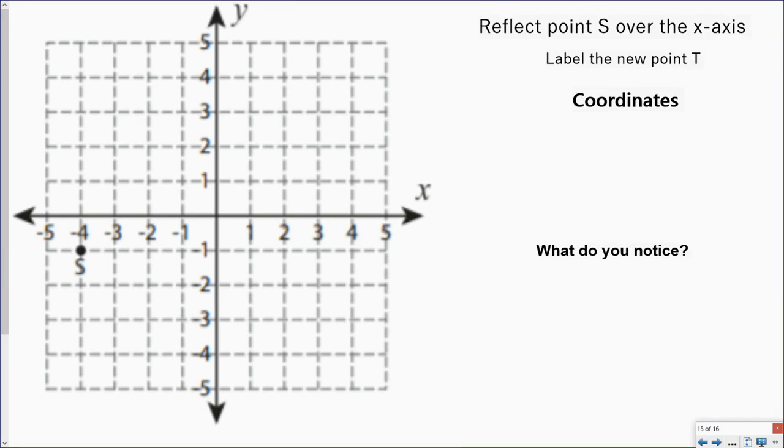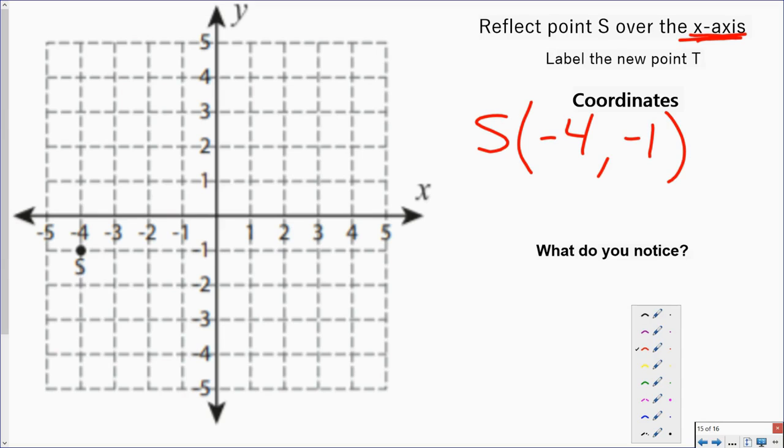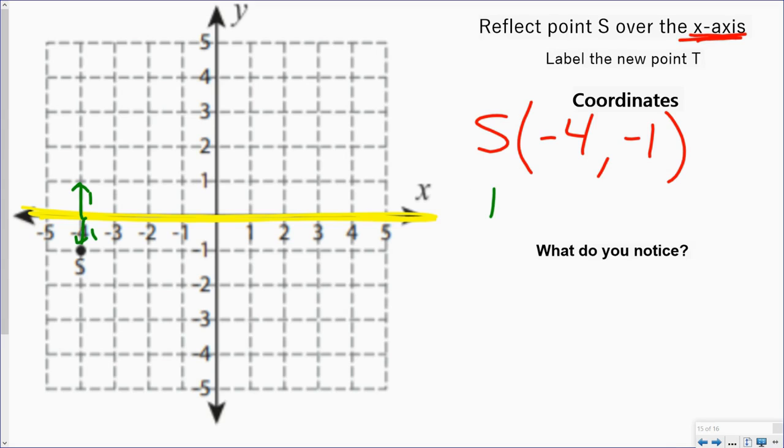So on this coordinate grid, I'm going to reflect point S over the x axis. So I look at point S first, and point S is at -4, -1. And again, I'm going to reflect it over the x axis, which again is right here. And I'm going to put point T then. Well, if this is one spot down, then I'm going to go one spot up. So T is going to be at -4, 1.